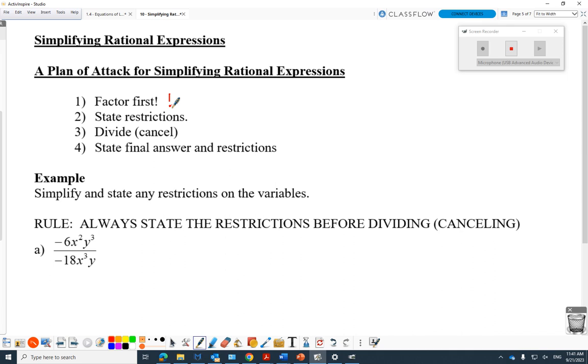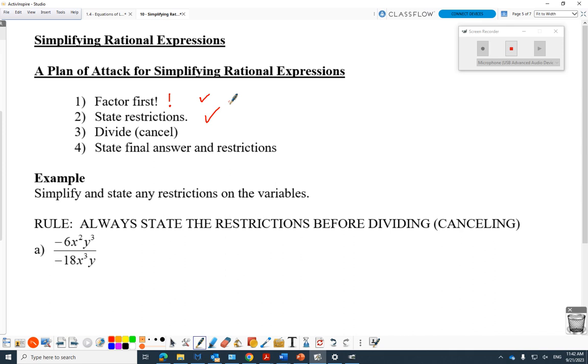Next, state the restrictions. We just learned about that, okay? I hope now we can state restrictions when we need to. Then cancel or divide, and I'll talk about that. I talked about factoring two days ago, on Wednesday, the day before the test on Monday. Just now I talked about stating restrictions, and we know how to divide. I'm just going to use it here. And then state the final answer. It'll already be there. The final answer will already be there.